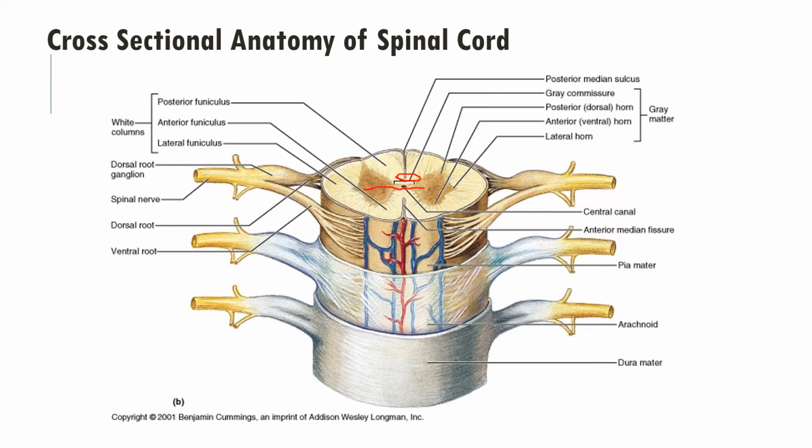At the front, we can see that there's an anterior median fissure. This is only short and shallow, whereas at the posterior side, we have a deep, narrow septum, and this is called the posterior median sulcus. The spinal cord is covered in 3 layers of meninges for protection, similar to the brain. So we have the dura mater, a thinner arachnoid layer, and then the pia mater.